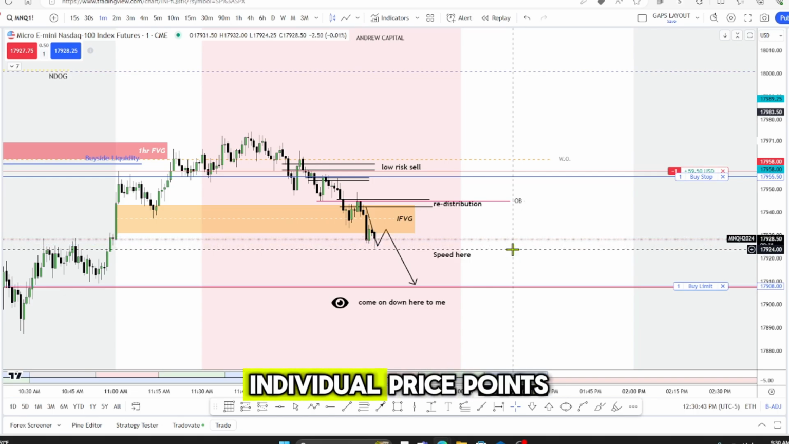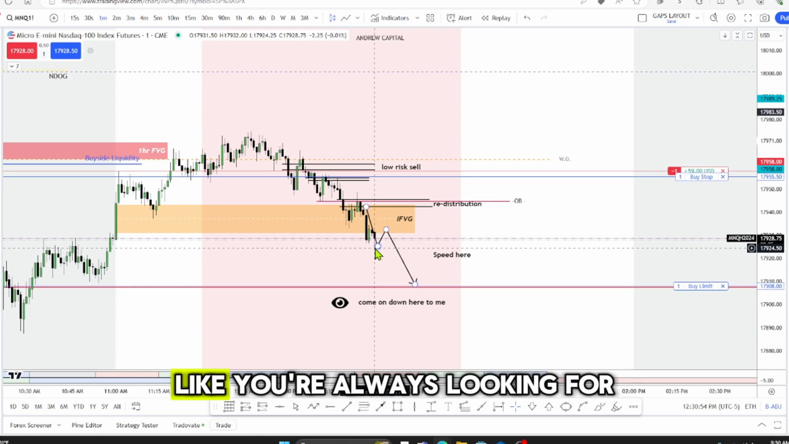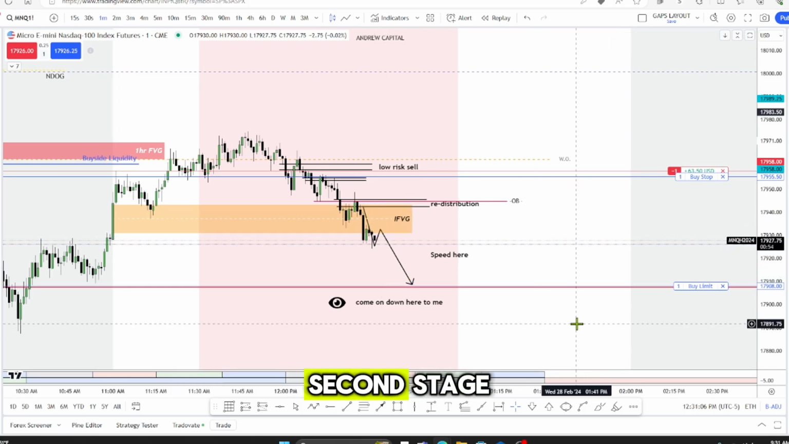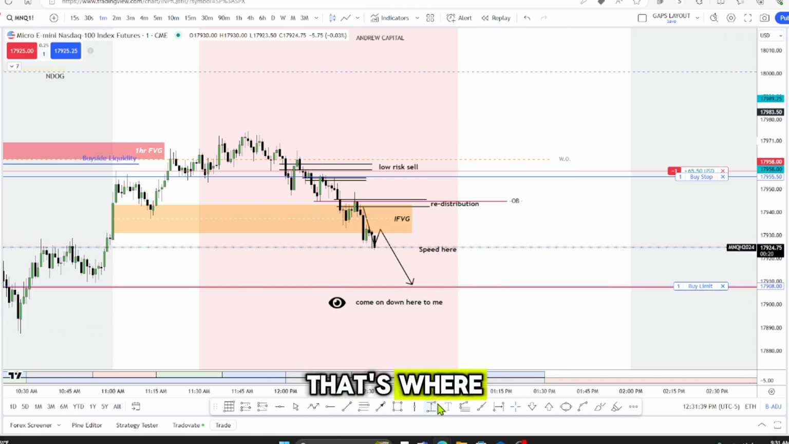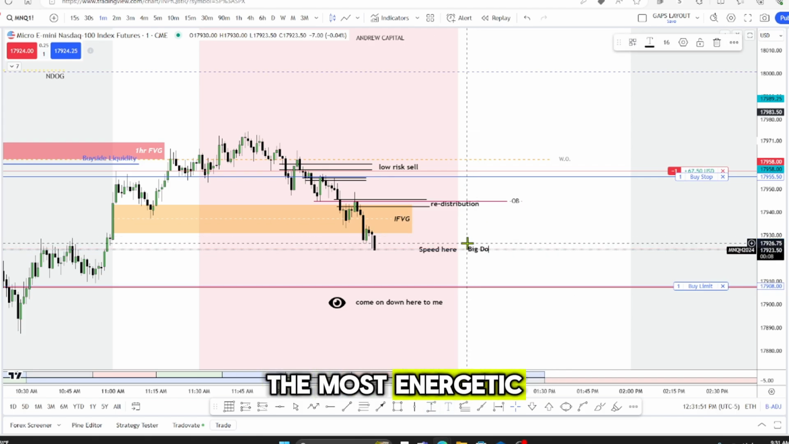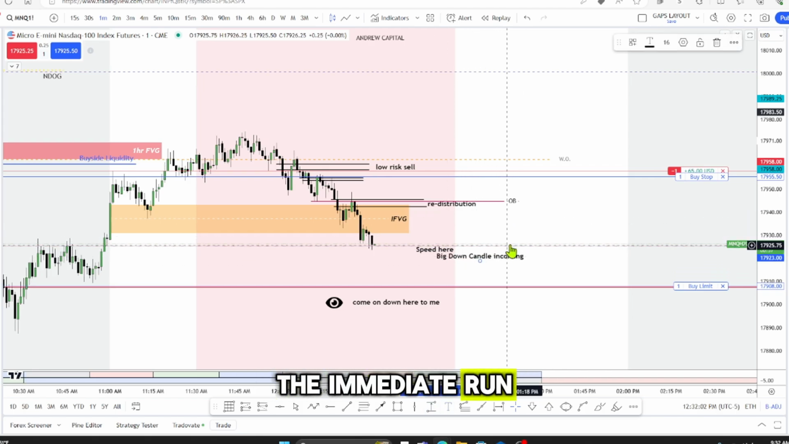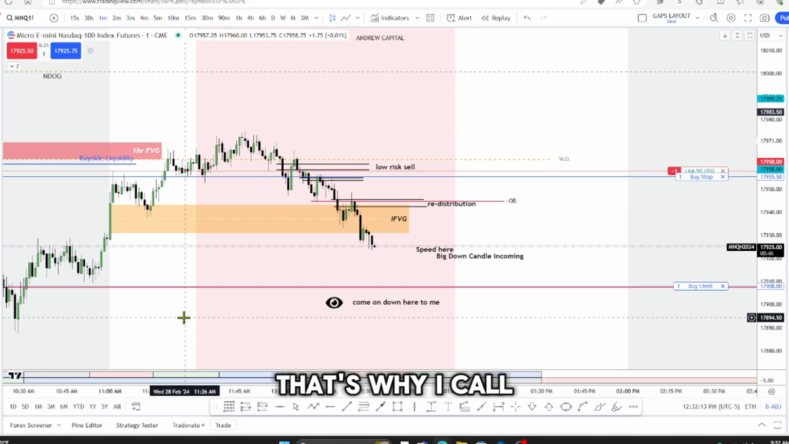Every one of these individual price points could be your model. Like, you're always looking for the unicorn. The unicorn is a second stage reaccumulation in a market maker buy model, or it's a second stage of redistribution in a market maker sell model. That's where your biggest price run, the most energetic, the one that has the most magnitude, the immediate run, bang for your buck, that's the one you want to be looking for. That's why I call it a unicorn.